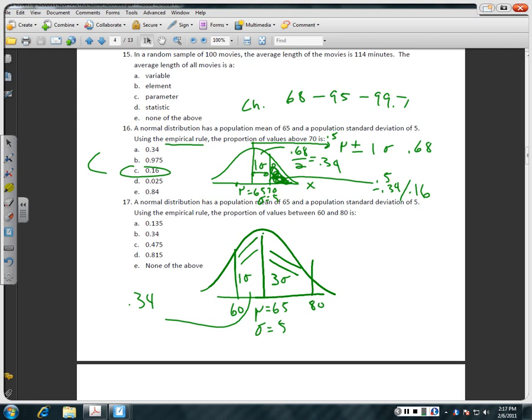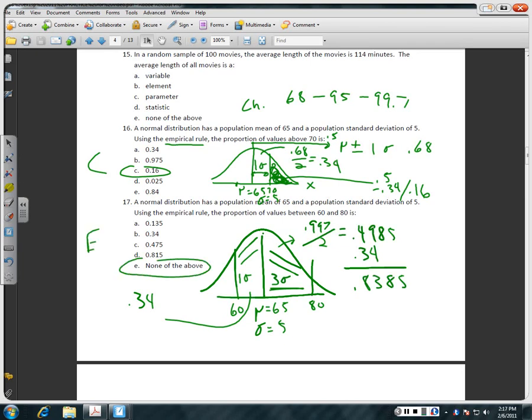That's half of 0.68. For 3 standard deviations, here we're going to have 0.997 divided by 2, which is 0.4985. So that's this area. So to get that total area, we're going to add those together, and we're going to get 0.8385, which in this case is none of those. So the answer is E.